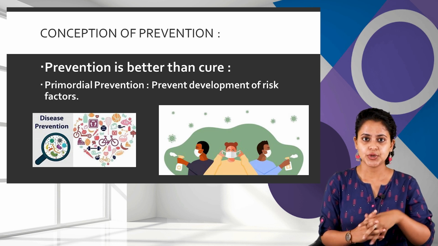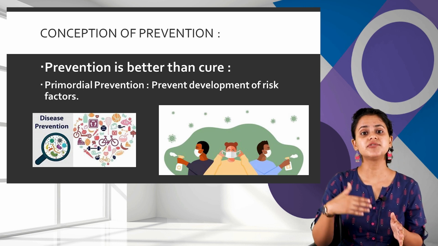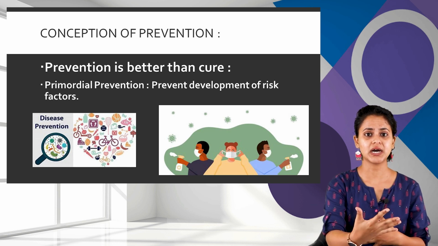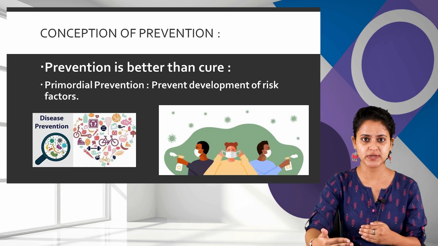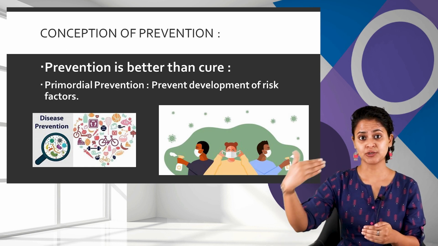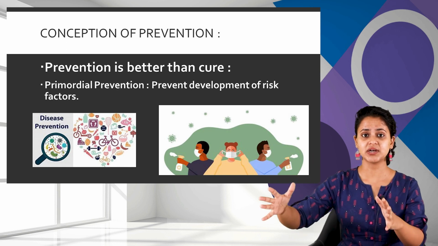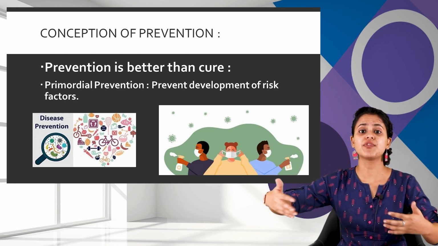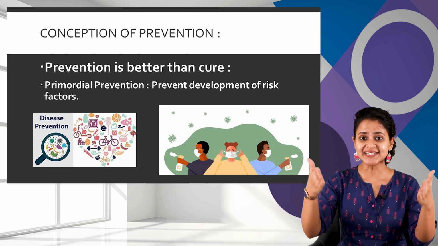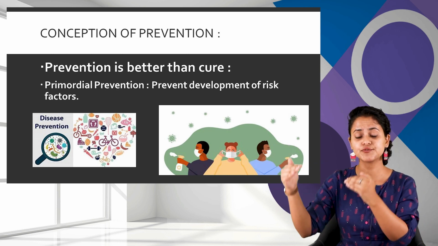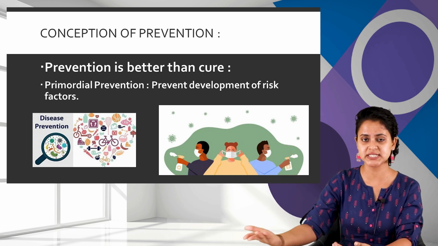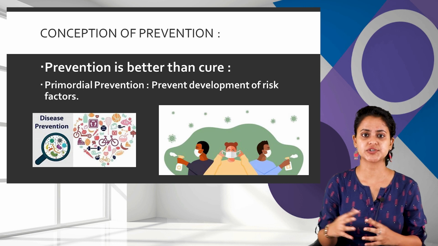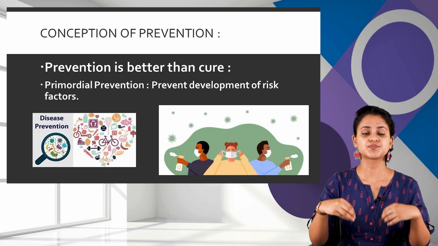It is basically prevention of the development of risk factors. When a person is about to become habituated to smoking or alcohol consumption, those habits are considered risk factors for the progression of many other diseases, right? So if we are managing or preventing the development of those risk factors themselves, that will reduce the chances of further disease development. That is considered primordial prevention.